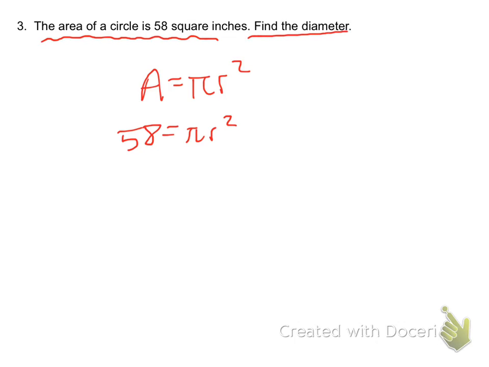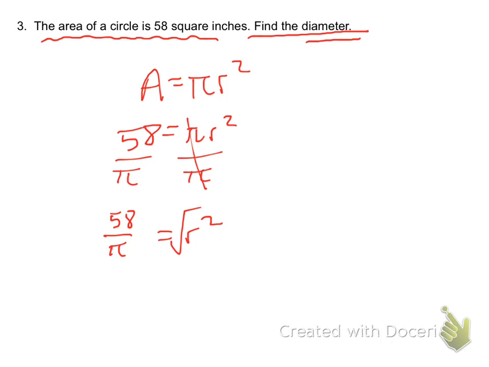I'm going to try to find the diameter, so what I'm going to do is find the radius, and then use the radius to get the diameter. So first thing is divide by pi, so the pi's will cancel out. So I have r squared equals 58 divided by pi, and then I'm going to square root both sides. So my radius is, and I'm not even going to mess around with terms of pi on this one.